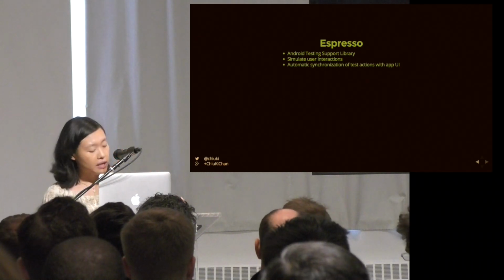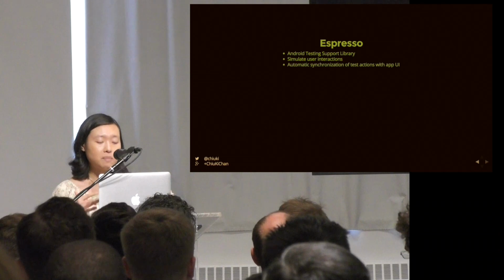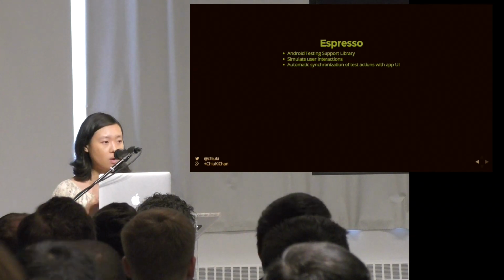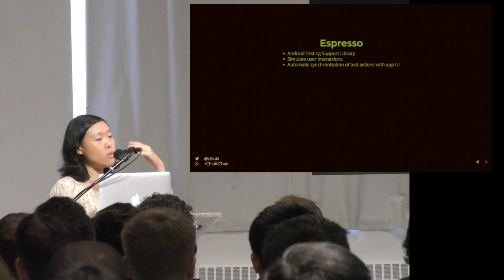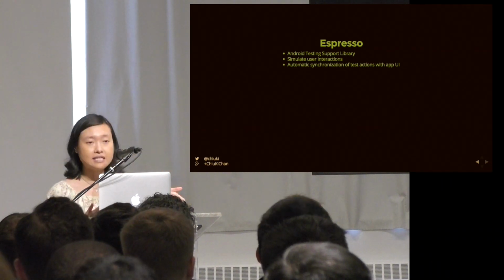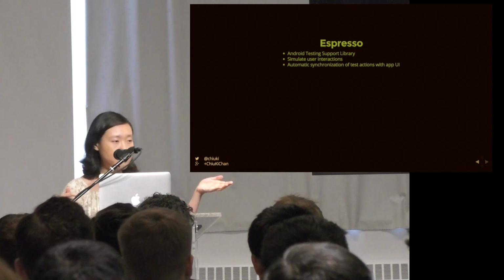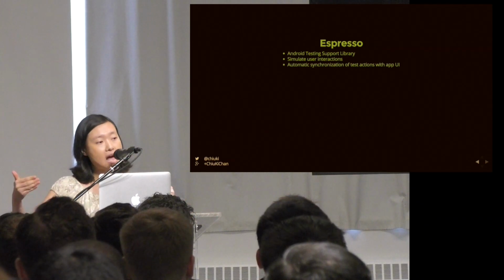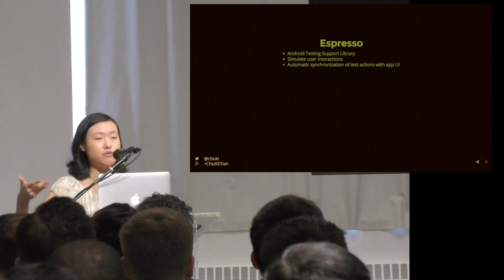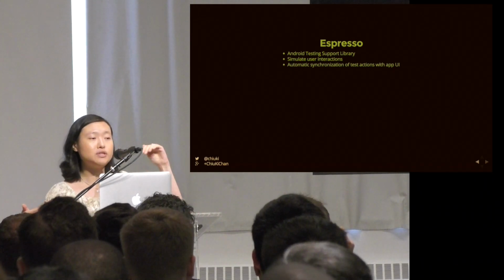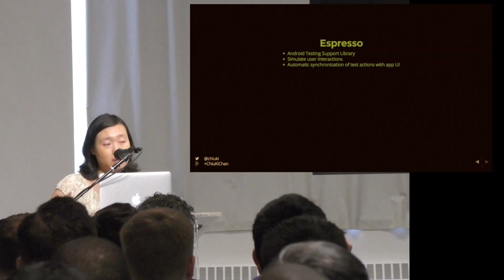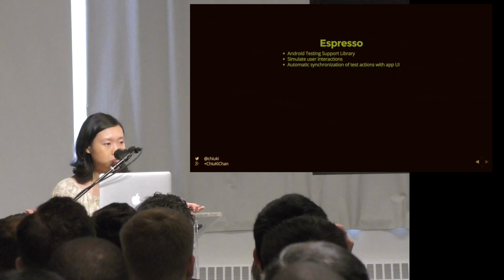And it automatically synchronizes with the app itself. What does that mean? When you have a UI test like that, it actually runs in a separate process. Your app, your button gets rendered, but you want to click on the button. If you click on the button too early, before your button is rendered, your test will fail.